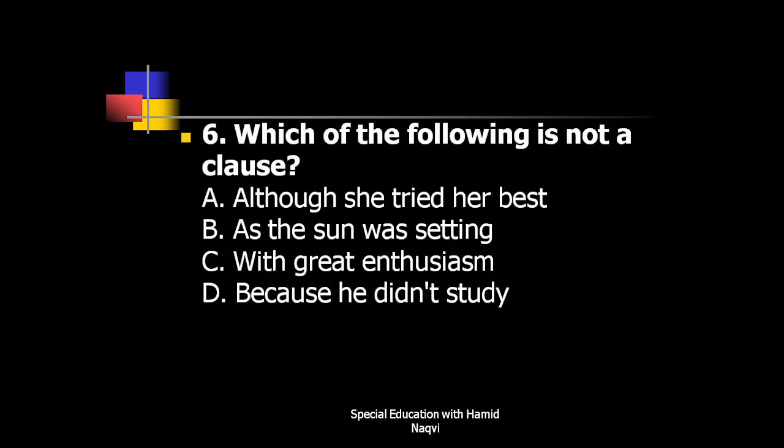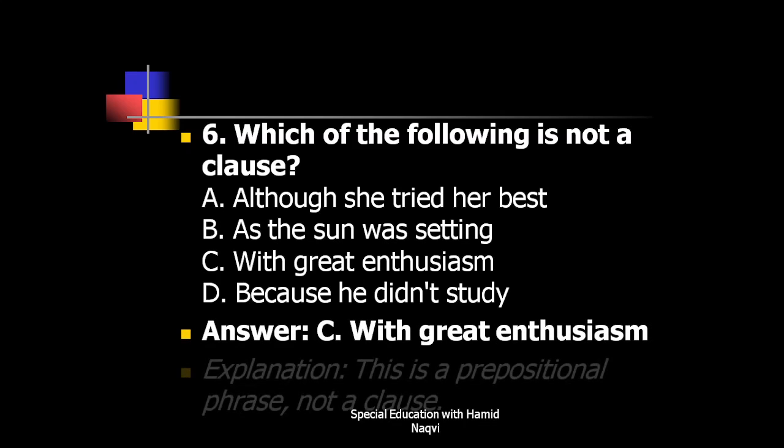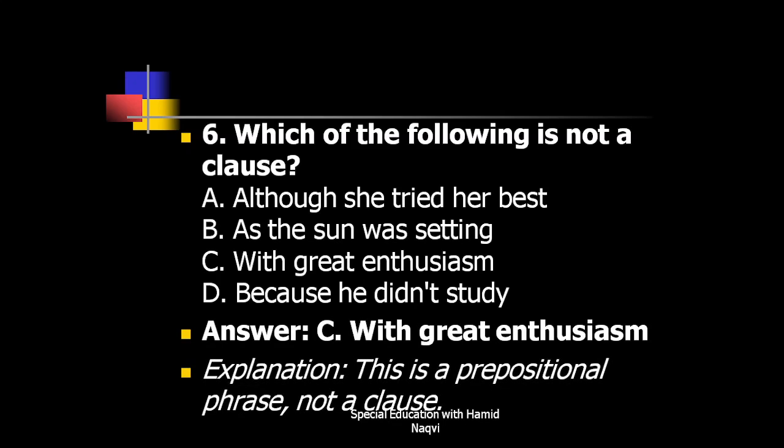Which of the following is not a clause? Although she tried her best, as the sun was setting, with great enthusiasm, because he did not study. The answer is with great enthusiasm. And the reason is this is a prepositional phrase, not a clause.